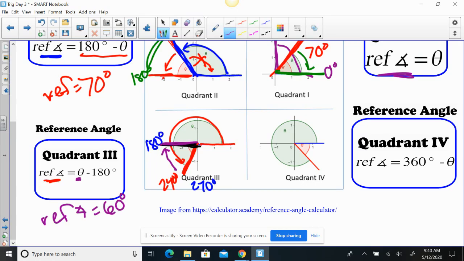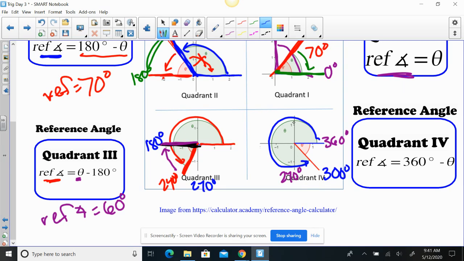Quadrant 4. All right, so quadrant 4, I'm now between 270 and 360. I'm somewhere over here, and I want to pick a number. Let's say we use 300. So my angle goes all the way around to 300 degrees. How far away is it from my x-axis? Well, I don't want to go back here.